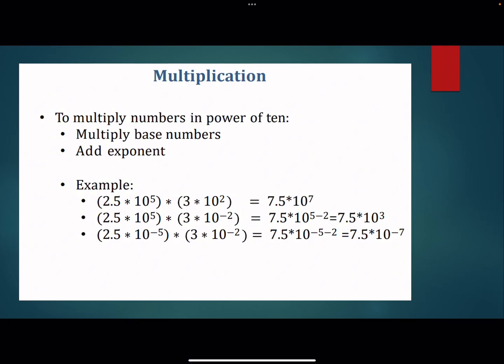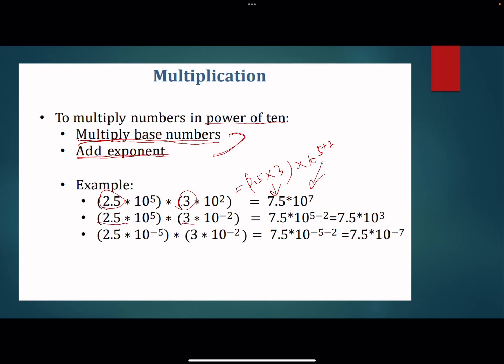Multiplication. To multiply numbers in power of 10, multiply the base numbers and add the exponents. So the base numbers here are 2.5 and 3. This is how we do the power of 10 multiplication: we multiply the base numbers, then add the exponents. So 2.5 times 3, and the exponents 5 plus 2. That's how we get 7.5 times 10 to the 7.